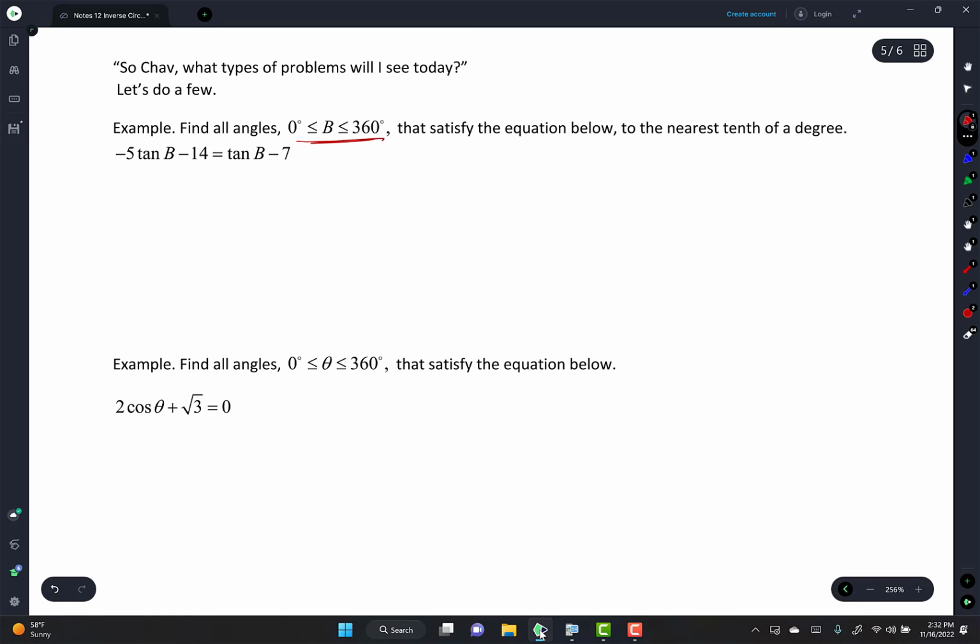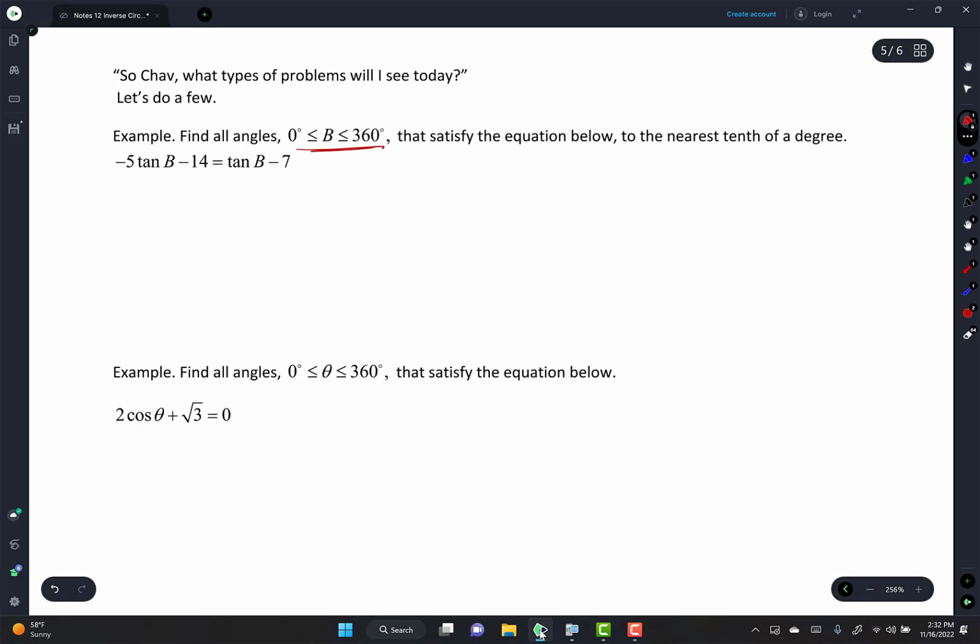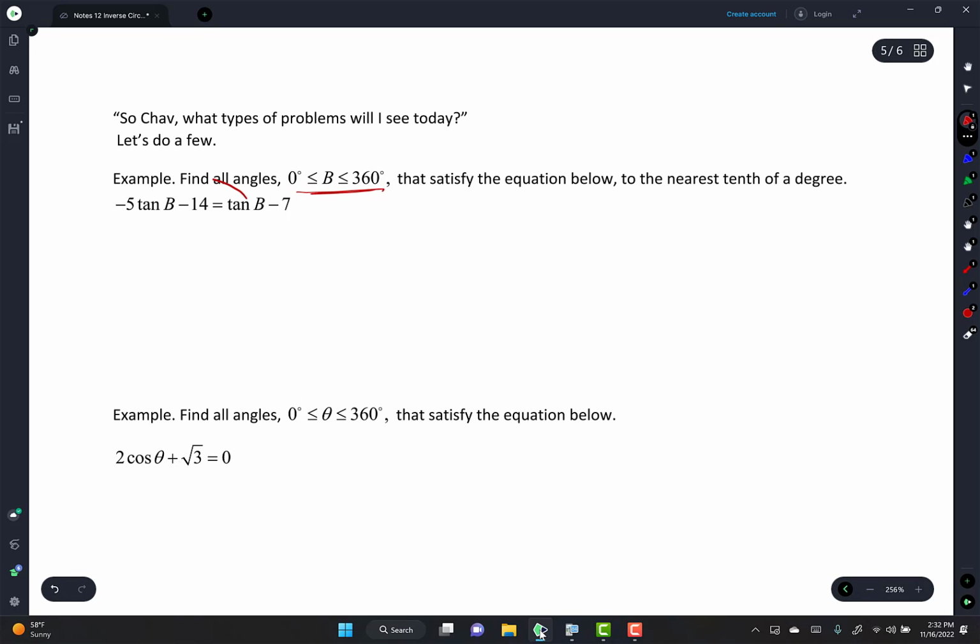How do you solve these? You get all the tans by themselves, and you get everything else to the other side. So you're going to do this, guys. I'm going to move this tan b to the left. I'm going to move that negative 14 to the right. So when I move that tan b to the left, I'm going to subtract 1. So negative 5 tan b minus 1 tan b is negative 6 tan b. Is everyone okay with how I got negative 6 tan b?